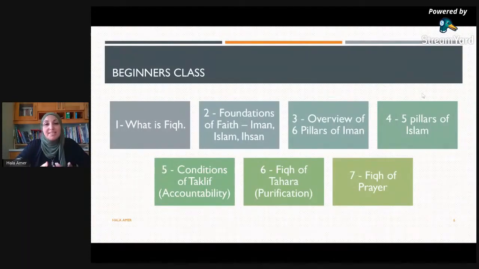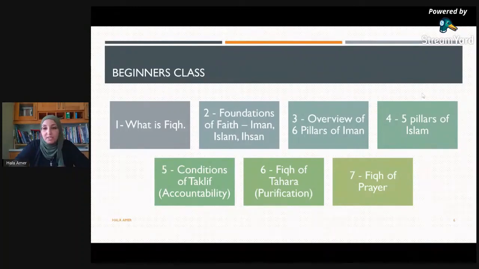All right, so for the beginner class, we go over what is fiqh, just giving them an example and a little bit of an understanding of what that means. I think it's important to define it a little bit for them because it sounds like a fancy word, and they don't always know what exactly it is. Foundations of faith: we go over Hadith Jibreel and Iman, Islam, and Ihsan, to give a little bit of an overview. Then we go over the 6 pillars of Iman and what exactly it is that we believe as Muslims and what we're required to believe.